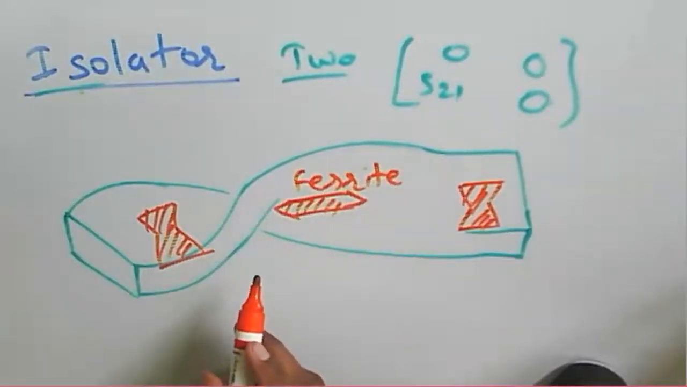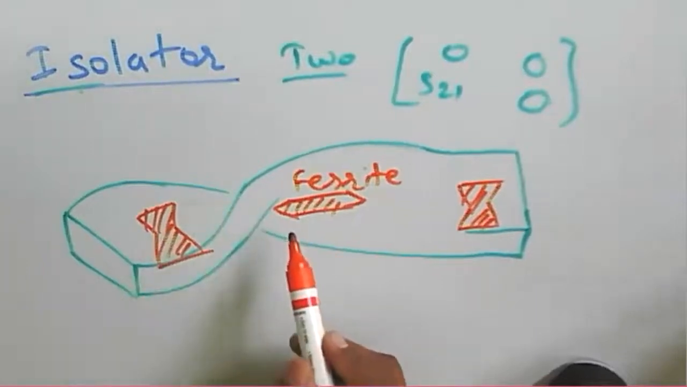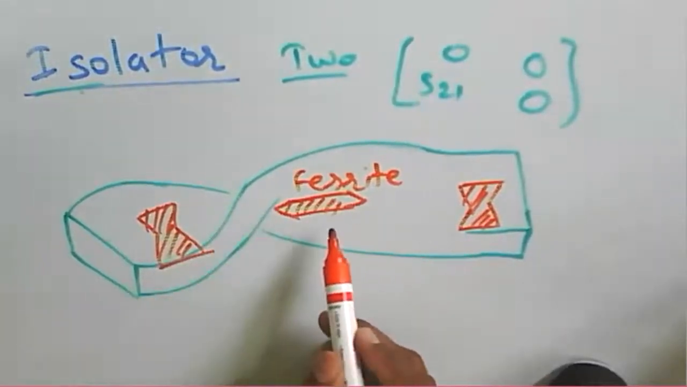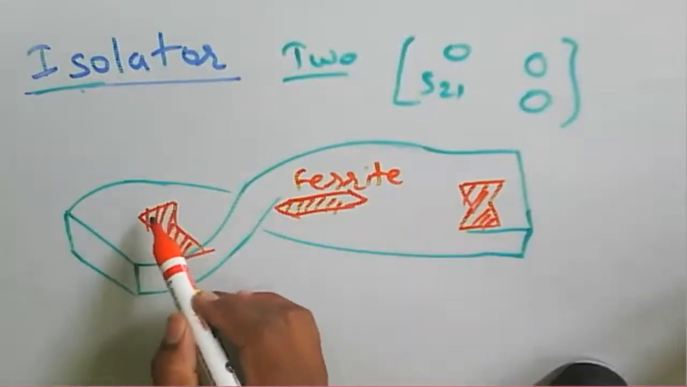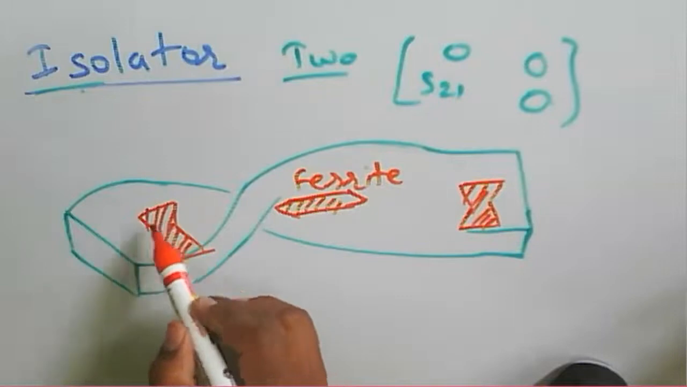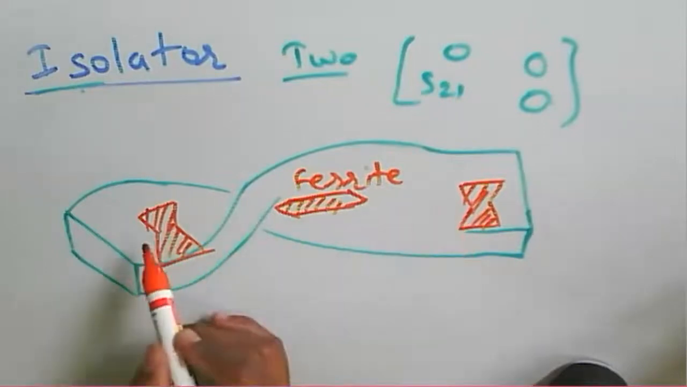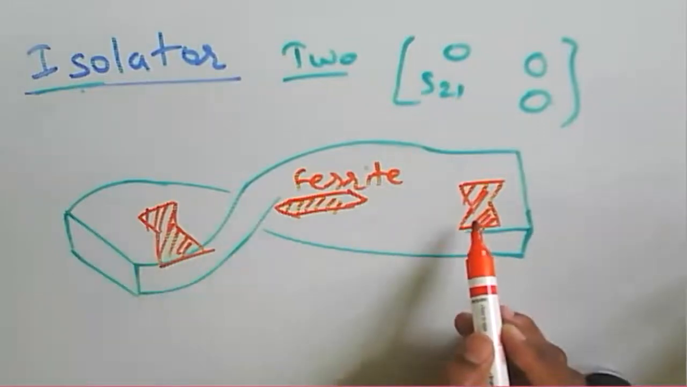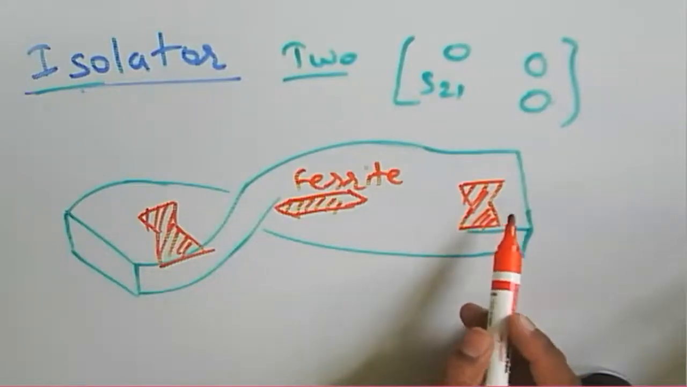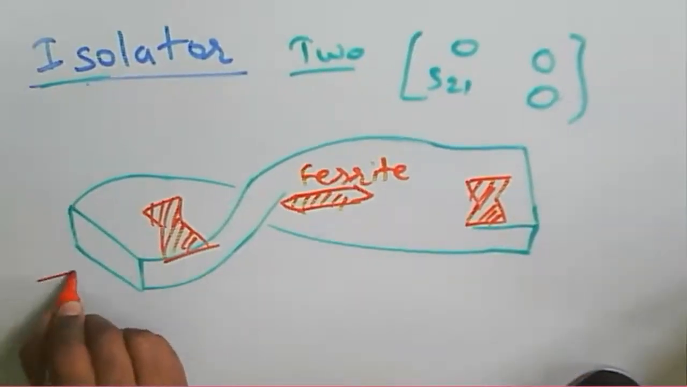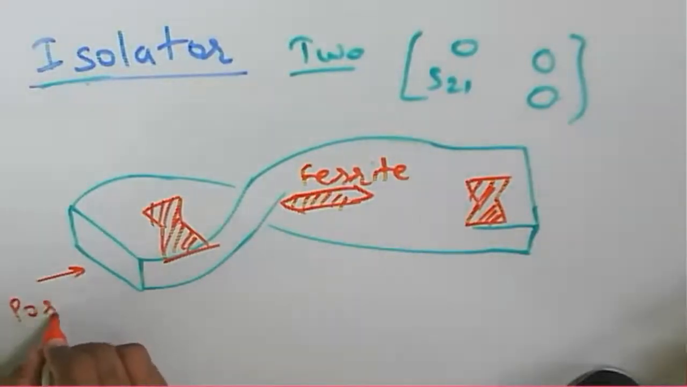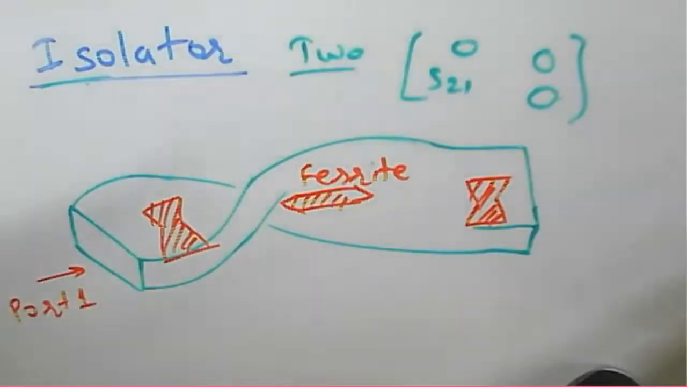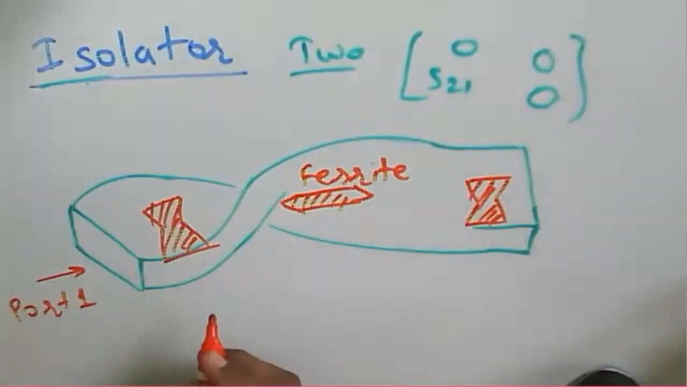The ferrite rod is inserted along the axis of a rectangular waveguide, and there are two attenuators, or we can say a sheet or a resistive card, placed at the input side and the output side of the guide here. Now, if we provide the input to this port, port 1, what happens?